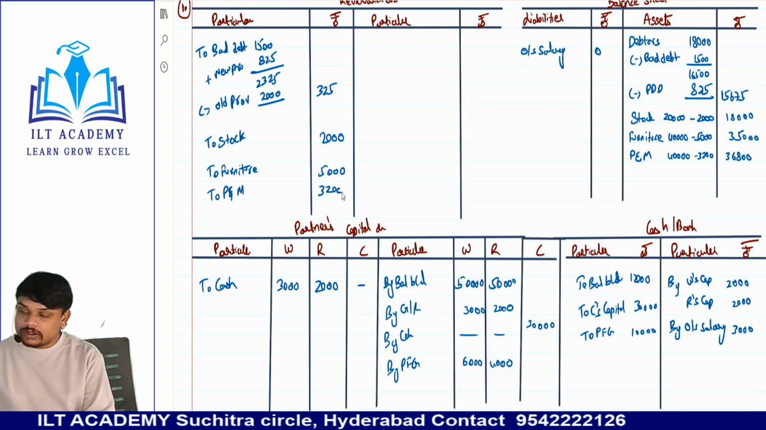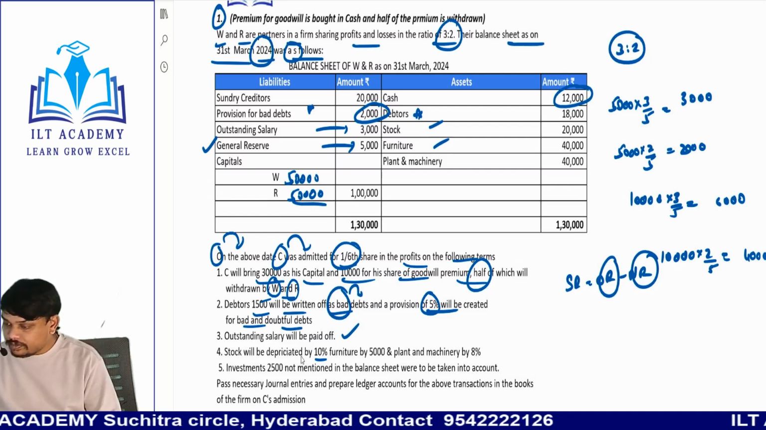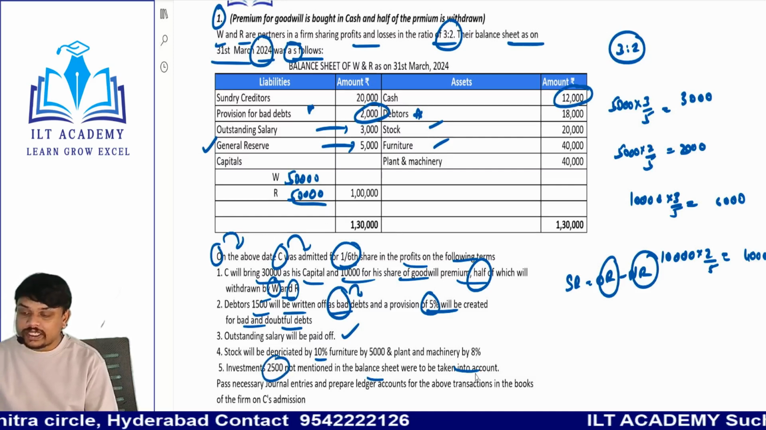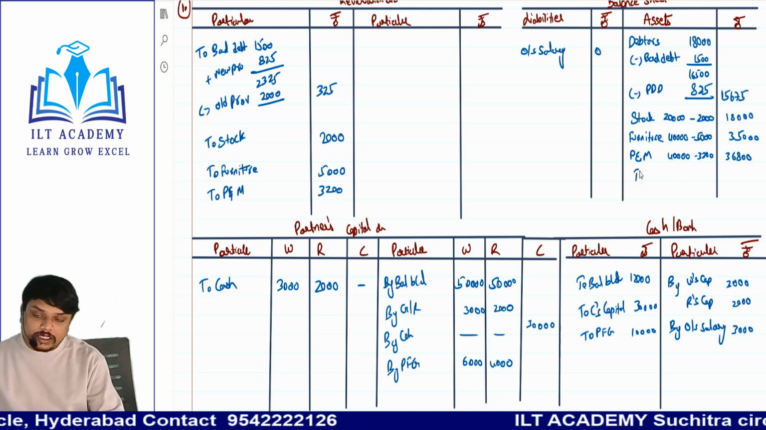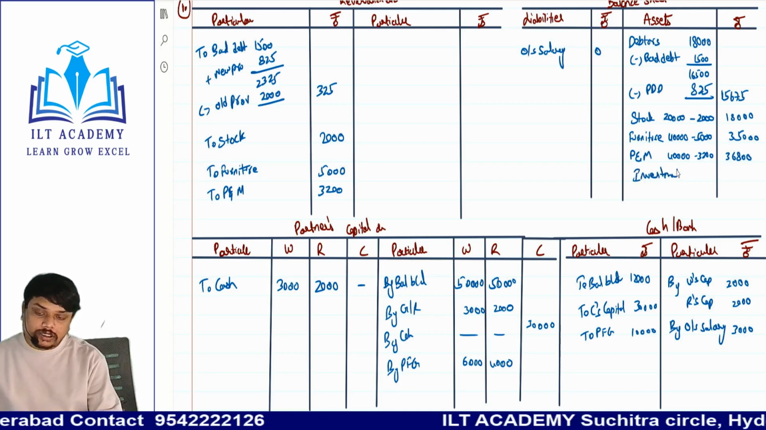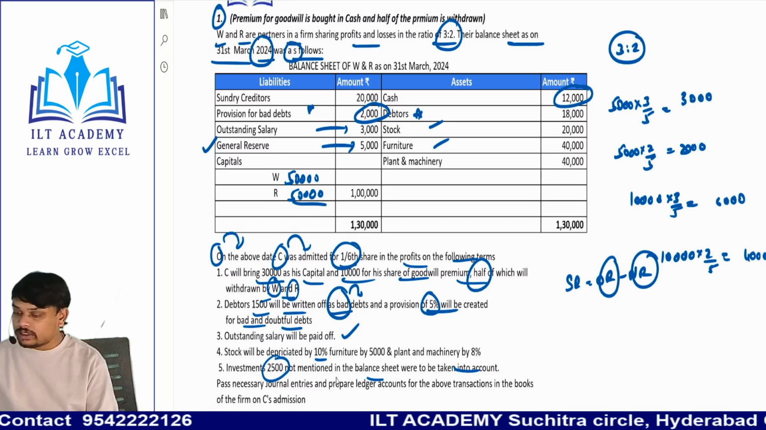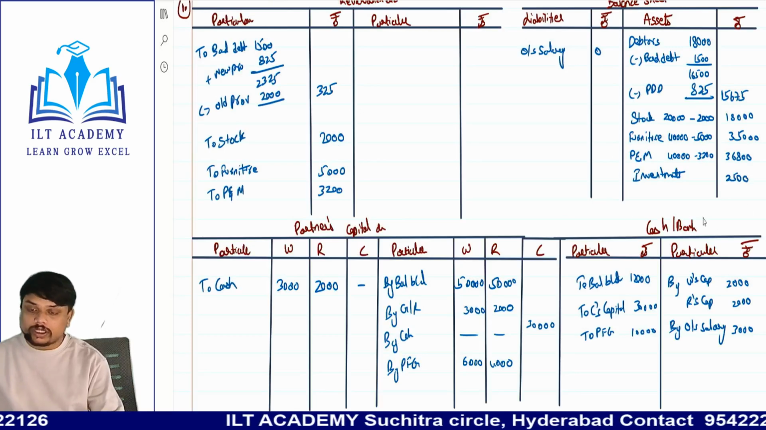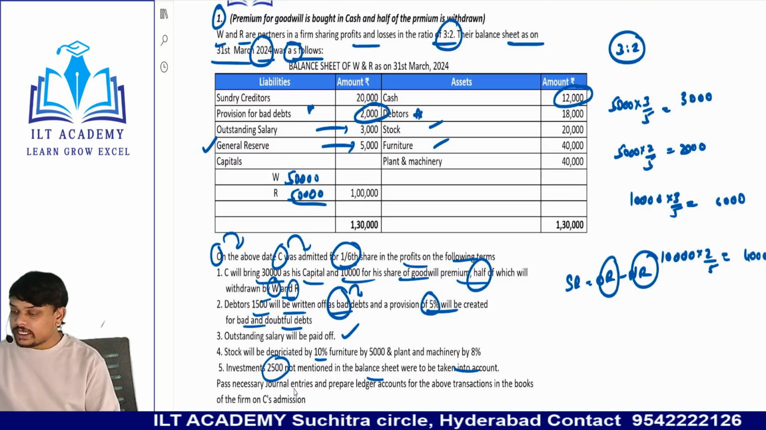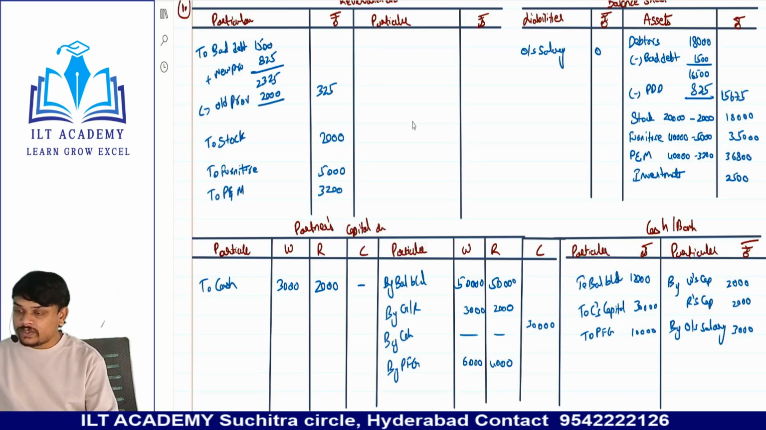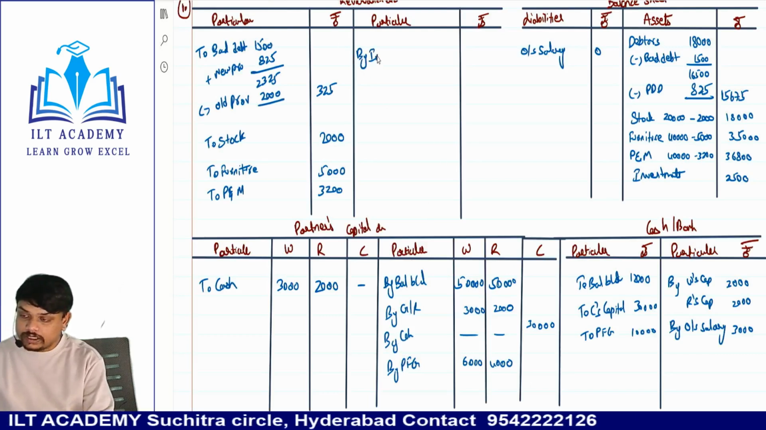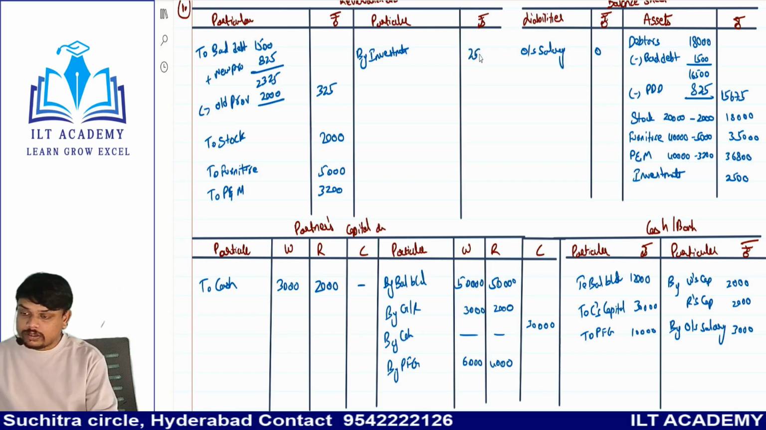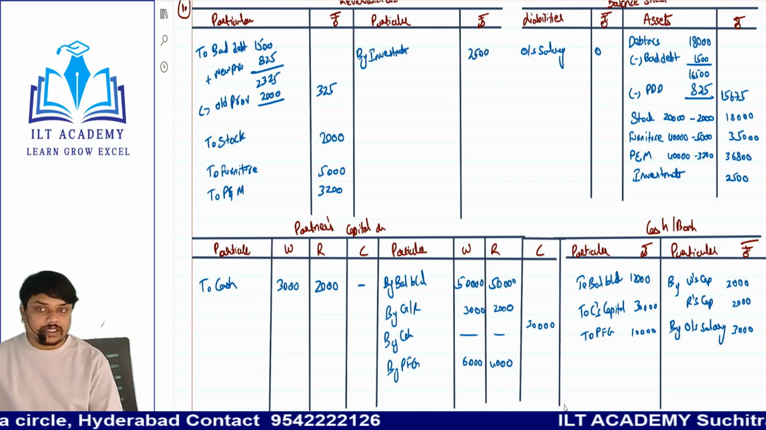Plant and machinery 3,100. Investments of 2,500 not mentioned in the balance sheet were taken into account. There is an unrecorded asset of investments worth 2,500 which was not mentioned in your balance sheet. Now we are going to record that 2,500, and that is profit for us by investments 2,500.